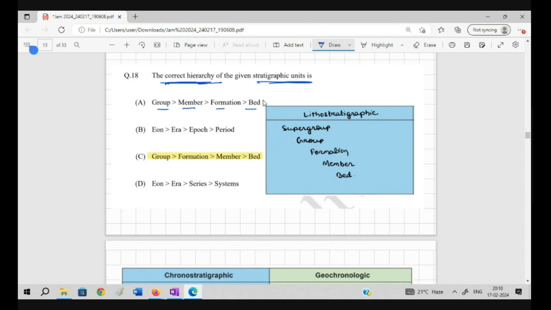No. Why? Because the member, okay, bed, then it should be member, then it should be formation, then it should be group, because the member is a part of the formation itself. Yes or no? The member belongs to the formation itself. Okay, and hence it has to be lesser than the formation. It cannot be greater than the formation. Okay, so if you arrange it correctly, then at first the bed will be there, then member, then formation, then it will be group. Okay, so option C will be the correct answer. Is it okay? Yes, sir. Okay, fine.